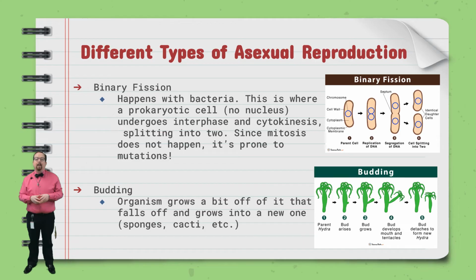divide. Budding is a type of asexual reproduction in which the parent organism has a growth that falls off, and then that growth forms a whole new identical organism. This happens with things like hydra or sponges or cacti.